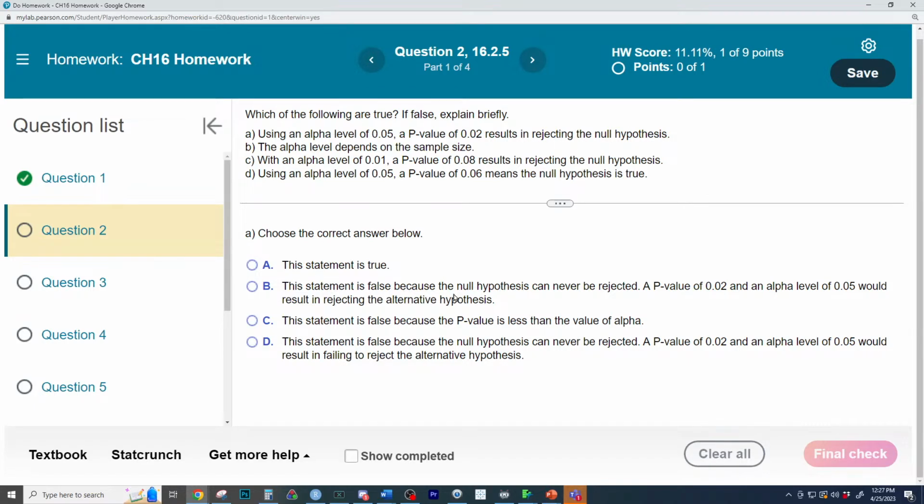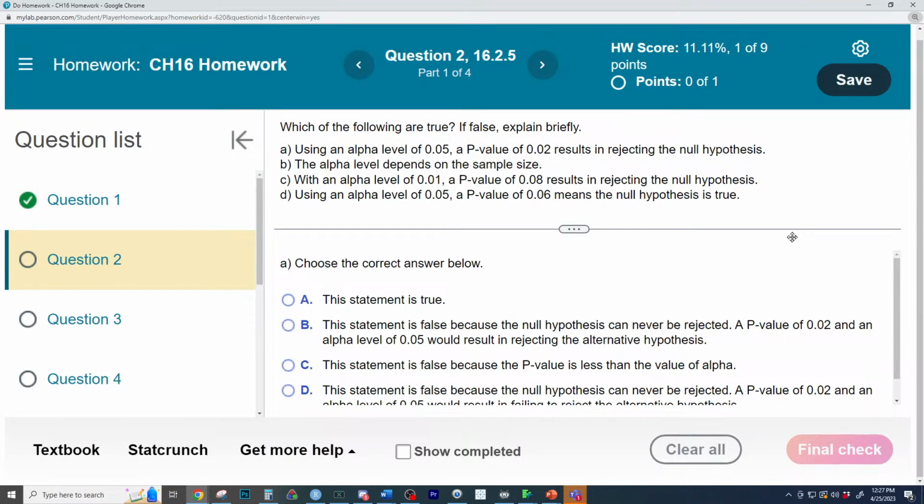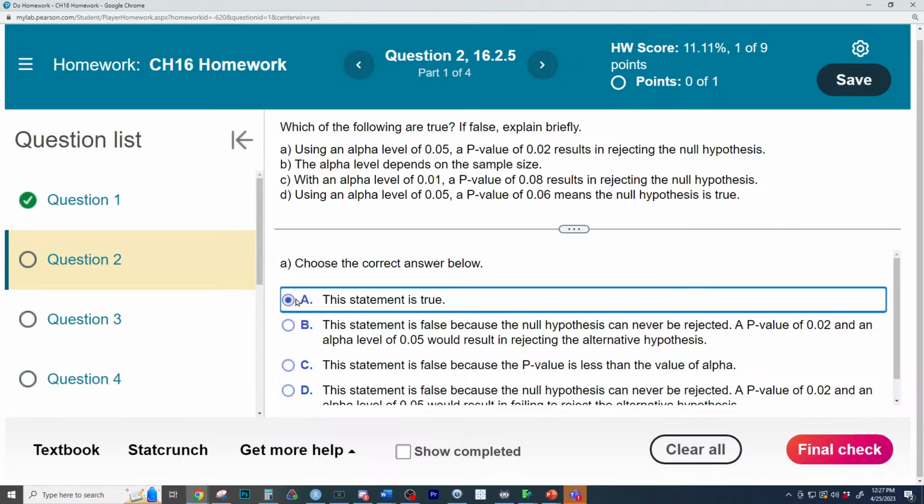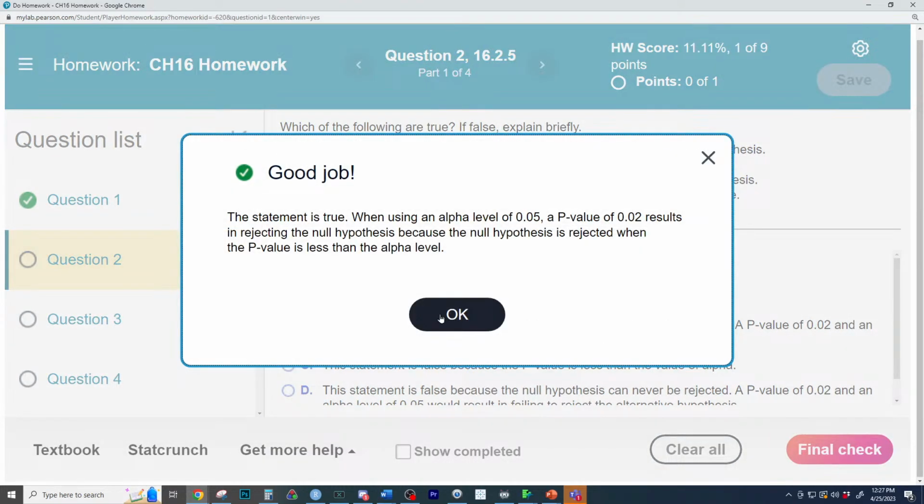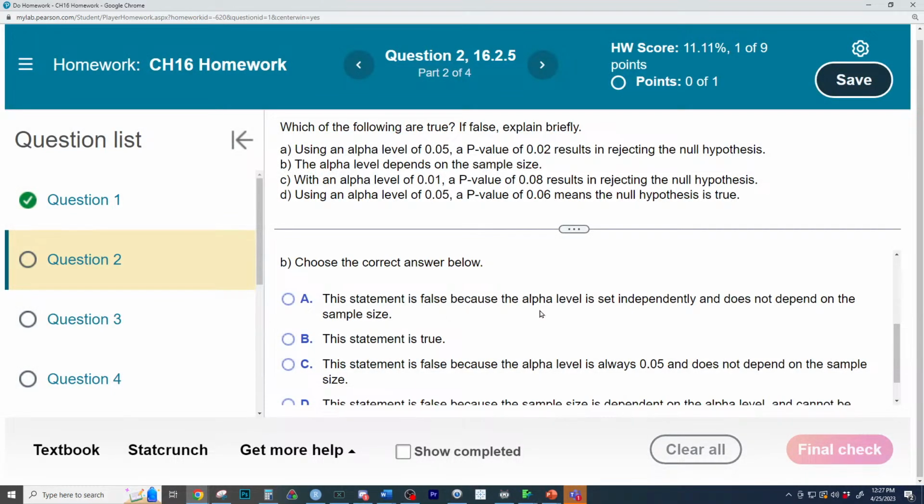Let's see right here. I really like these questions. So with this right here, using an alpha level of 0.05, the alpha level is when you reject the null. A p-value of 0.02 results in rejecting the null hypothesis. 100%. Statement is true. When the p-value is low, reject the null. P-value lower than alpha, reject the null.